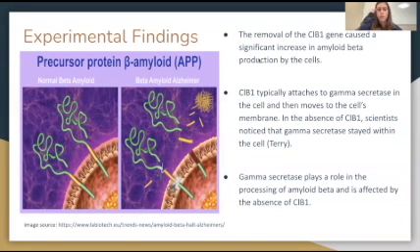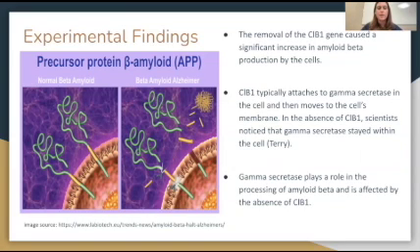What scientists found is that one gene in particular, called the CIB1 gene, caused a significant increase in the amount of amyloid beta produced by the cells, and that is a protein that is typically found in cells. They found that this occurred because CIB1 typically attaches to gamma secretase, which is a molecule that plays a role in the processing of amyloid beta.